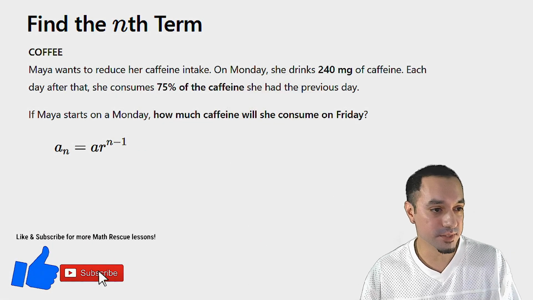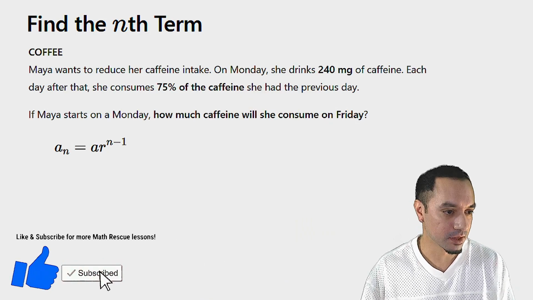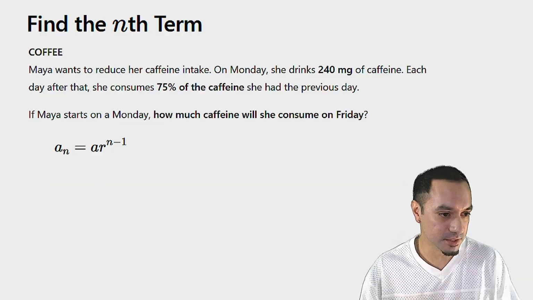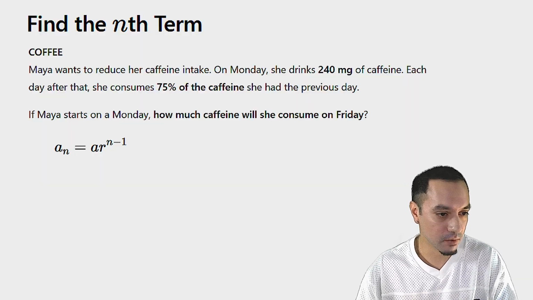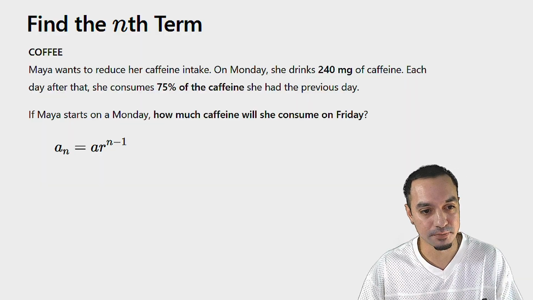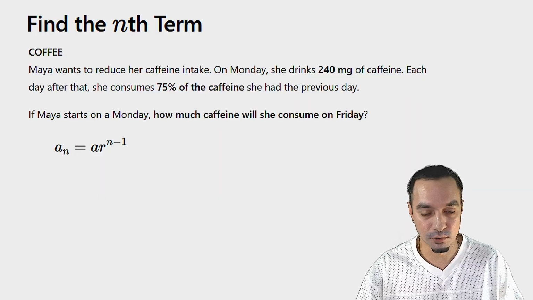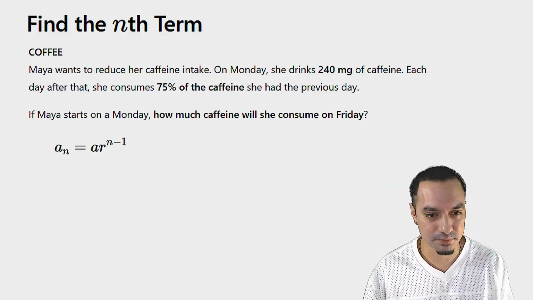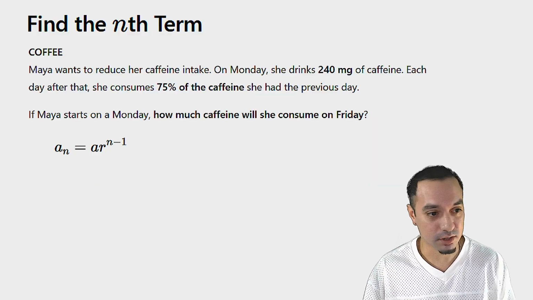So the problem says find the nth term, and we're going to be talking about coffee. I'm a huge coffee lover myself. So we have this individual, Maya, and Maya wants to reduce her caffeine intake. On Monday, she drinks 240 milligrams of caffeine. I think that's like about 2 cups of coffee. I definitely drink a lot more than that.